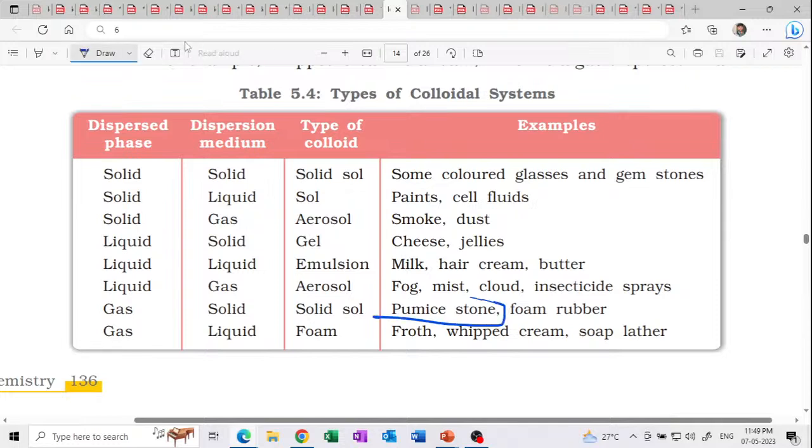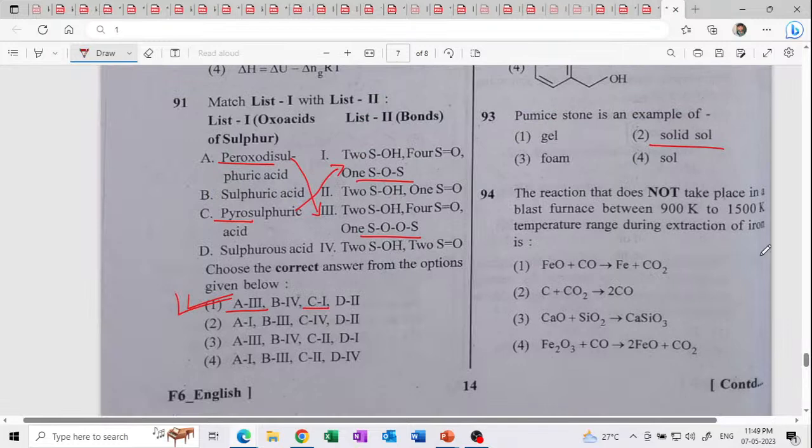PMMA stone, solid sol. This is a solid sol. Okay, this is straightforward from the CBSE NCERT. Solid sol is the answer.